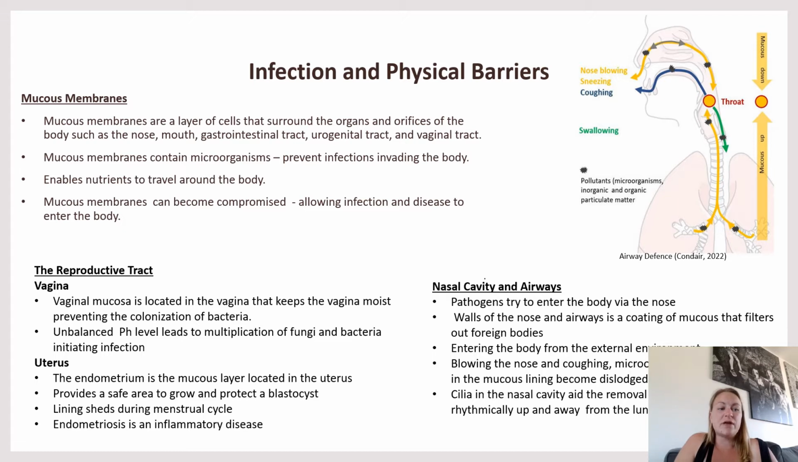Pathogens can enter the body via the nasal cavity. Cilia that line the walls and airways are coated in a liquid layer of mucus that prevents foreign bodies entering the body. The mucus layer traps pathogens. Blowing the nose and coughing dislodges the microorganisms from the mucus lining, forcing the cilia to move rhythmically up away from the lungs, causing pathogens to exit the body.